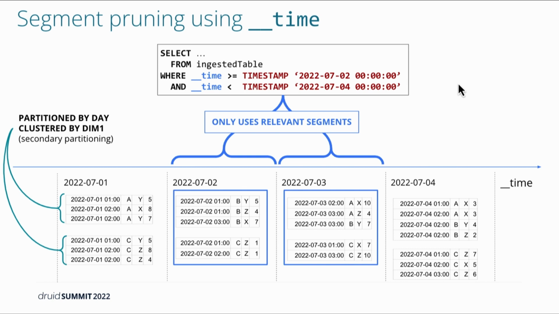And so this pruning is selecting a subset of the time intervals to read from instead of reading all of the time intervals. So in this case, it would only read the 2 segment files in July 2nd and the 2 segment files in July 3rd in order to process this query.